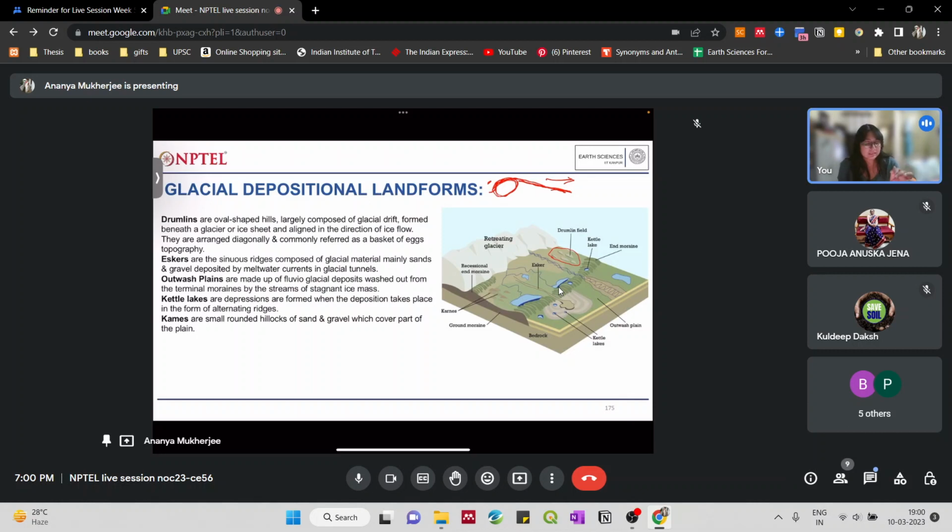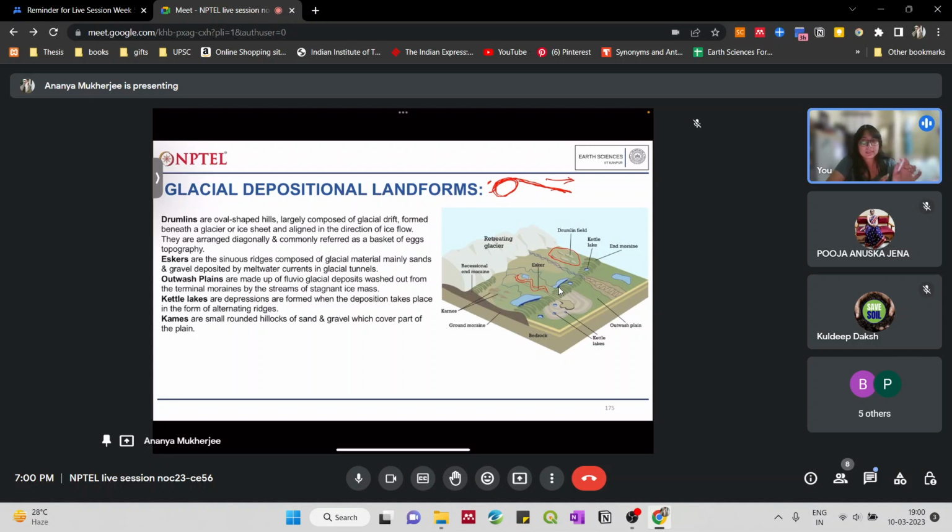Then you have eskers. Eskers are sinuous ridges. These are also depositional landforms, and they also have glacial material like sand and gravel. This happens when the meltwater is flowing through the outwash plains. Outwash plains, as I said before, are fluvio-glacial deposits, brought down from the terminal moraines by the streams of meltwater.